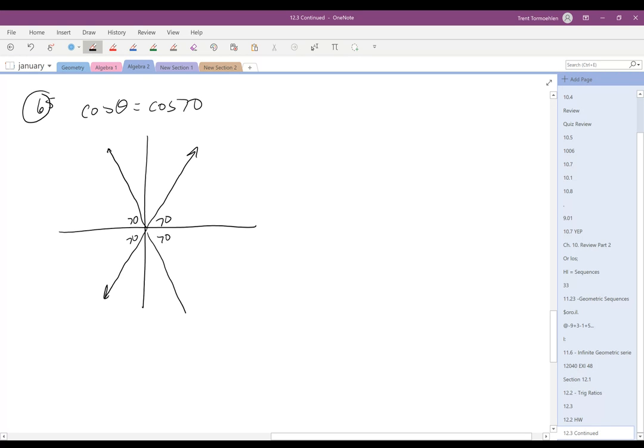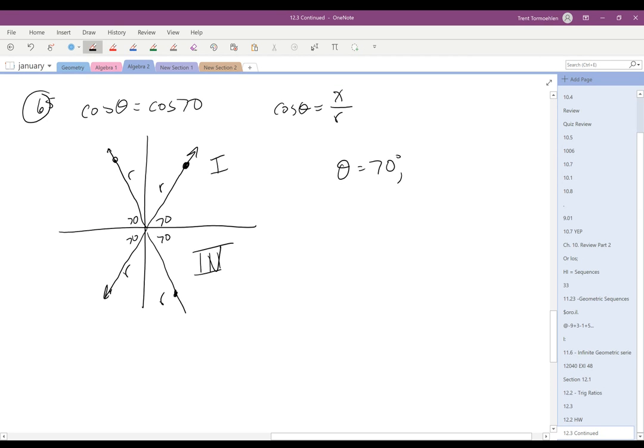Then remember that cosine is equal to x over r, which for all of these, if we pick the r the same, then the x's are going to be the same absolute value, and the only difference is the sign. So what we need to worry about is, when do the x values have the same sign? Well, x is positive in quadrant 1 at 70 degrees, and it's also positive in quadrant 4 at, well, you got to think about what this is.